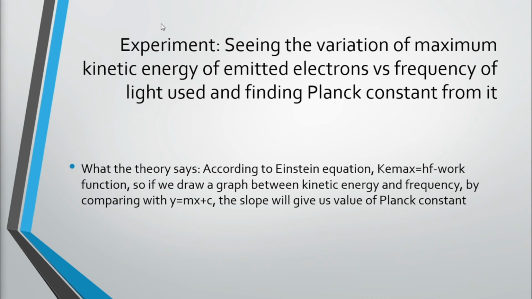So this is our stopping potential for copper. Let's move to the next part of the experiment. In this experiment, we are going to see the variation of maximum kinetic energy of emitted electrons versus frequency of light used, and find the Planck constant from it.